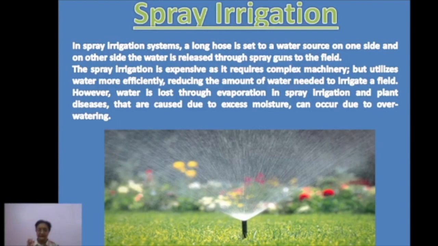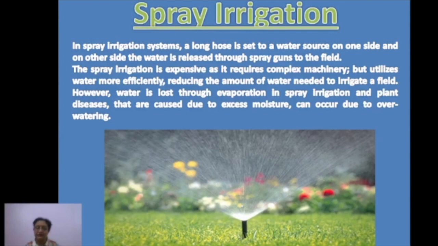In the traditional methods you have seen, a lot of water was getting wasted, either by evaporation or a lot of water was getting seeped down. But in this case, the total amount of water which is required for irrigation is actually less. So we are saving water in this way.